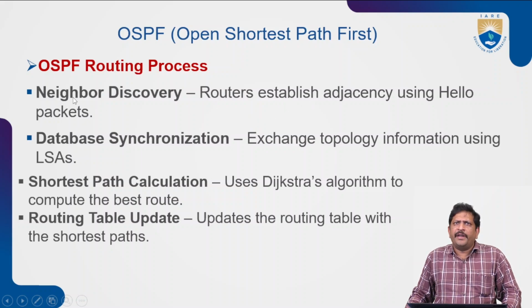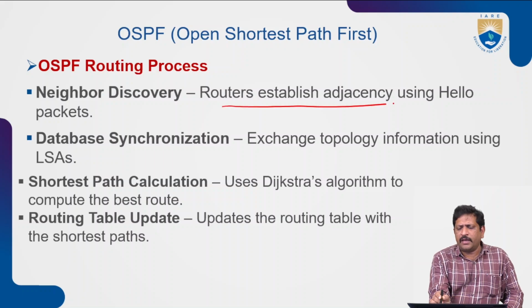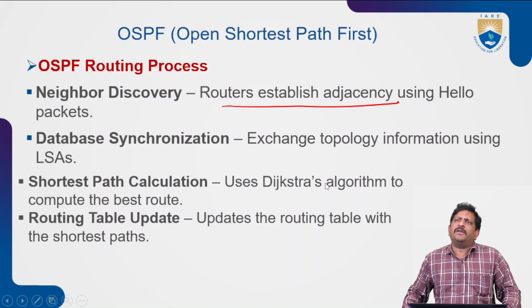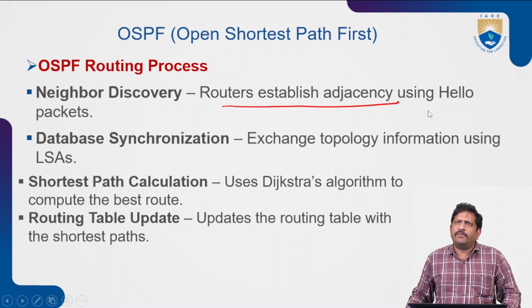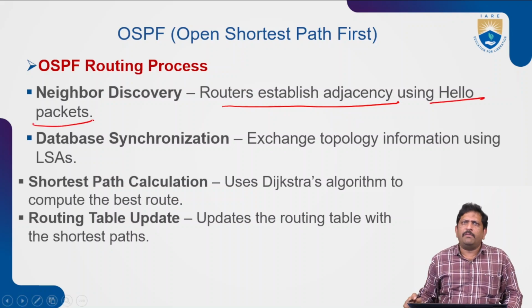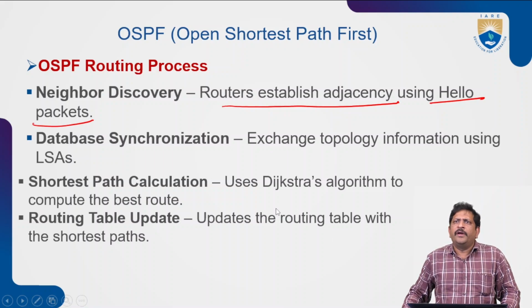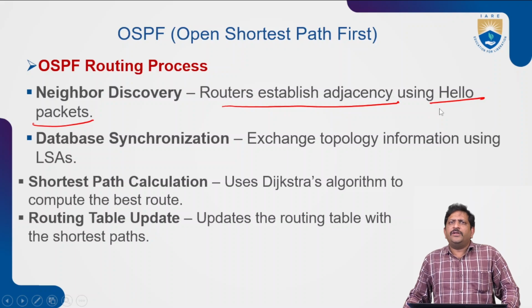Here, what we are doing now is neighbor discovery. In neighbor discovery, routers establish adjacency. That means whatever routers are adjacent to a particular router, a connection is first established to all of those adjacent routers using hello packets. With the help of these hello packets, information is sent to the neighbors. If the neighboring routers receive the hello packet, the connection is established, and information is sent to all the nodes, and by sending the information to all the nodes, the shortest path is found.